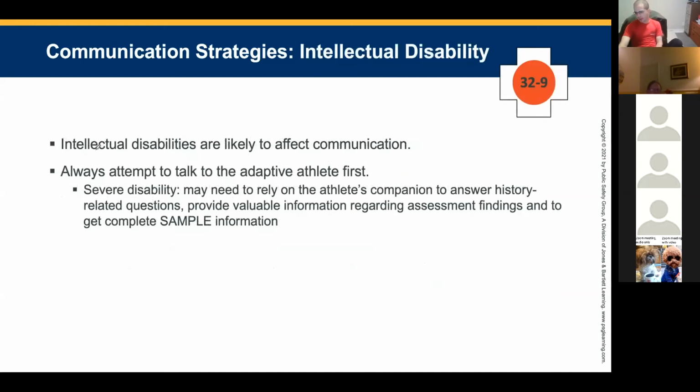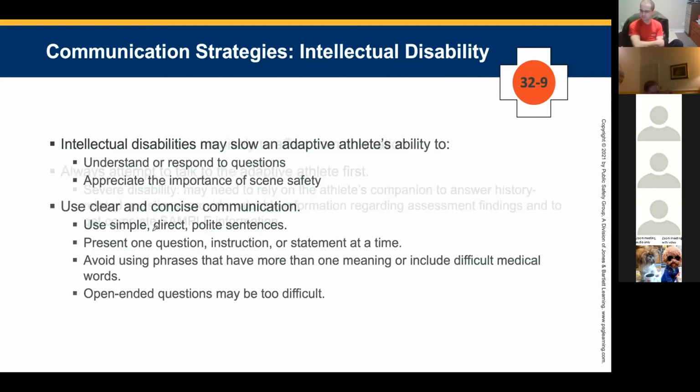So, moving into intellectual disabilities, which are likely to affect communication. We always want to attempt to talk to the adaptive athlete first. If they have a severe disability, we may need to rely on their companion to answer history-related questions regarding assessment and to get a complete SAMPLE history. Intellectual disabilities may slow an adaptive athlete's ability to understand or respond to questions and appreciate the importance of scene safety.